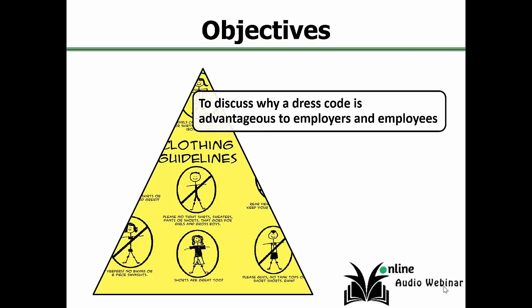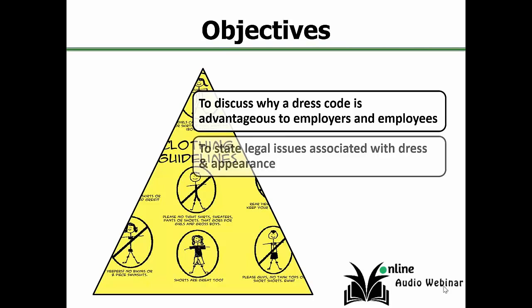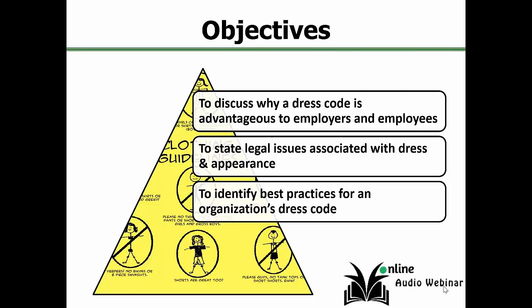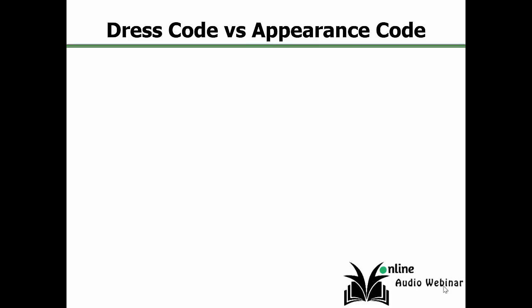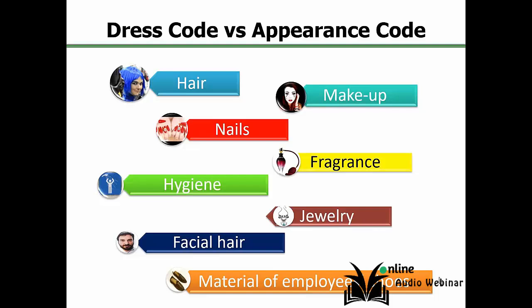One, we'll discuss why a dress and appearance code is an advantage to an employer and an employee. What about some of the legal issues associated with dress and appearance? We'll look at some best practices for a dress code, and we'll describe how both explicit and implicit bias influence our dress codes. Dress versus appearance. Let's take a look at all the issues that are involved in this. You may go further in your dress and appearance code in dealing with these issues.